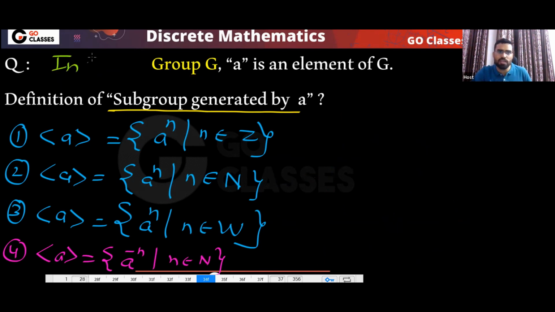And what can I say for the infinite group? For the infinite group, only this definition is correct. These other definitions are not correct for an infinite group. I told you an example in the last class. Do you remember?